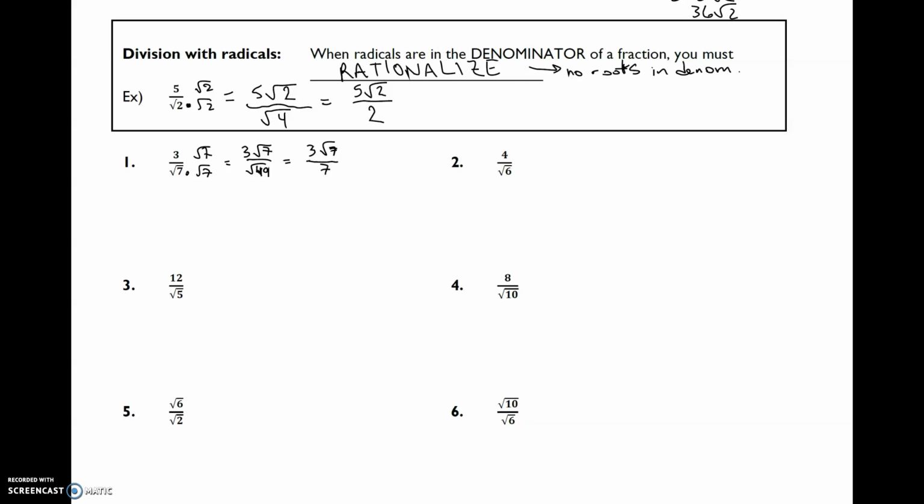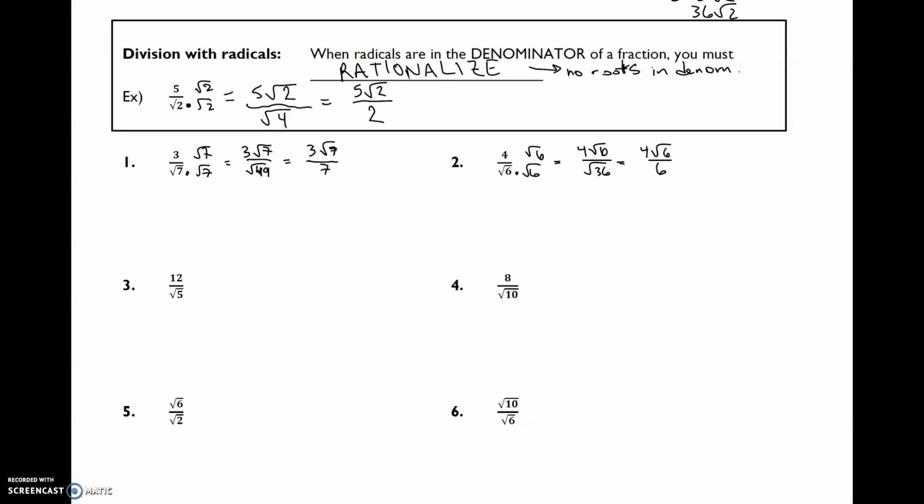Now, number 2 starts the same way, but there's a little extra to do for this one. We see the square root of 6 in the bottom. We have to rationalize, so we're going to multiply top and bottom by the square root of 6. So we get 4 square root of 6 on top, and then the square root of 36 on bottom, which simplifies to just 6.